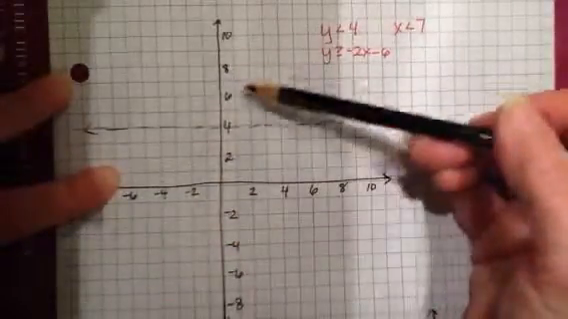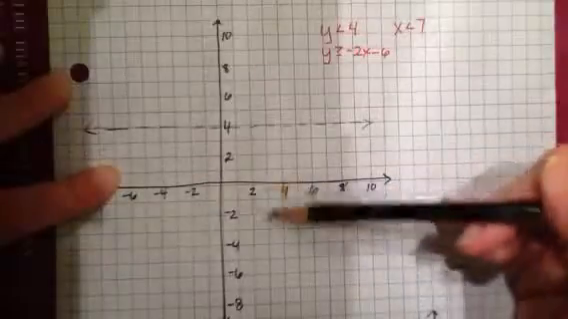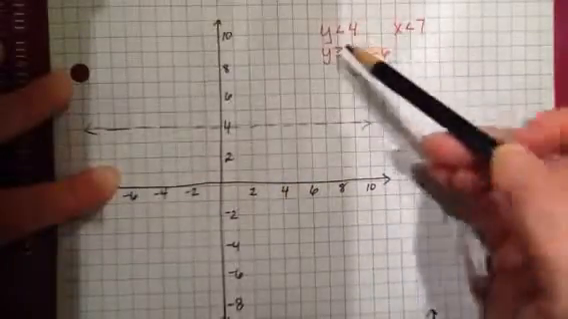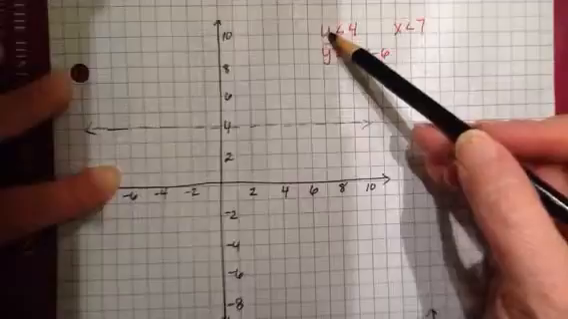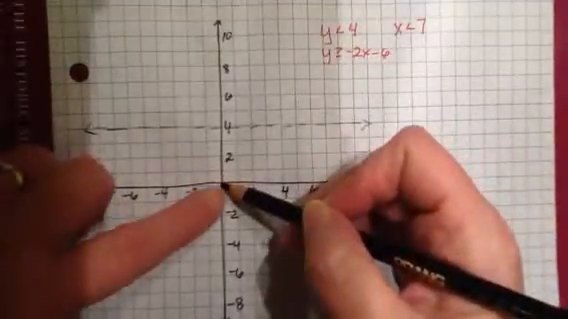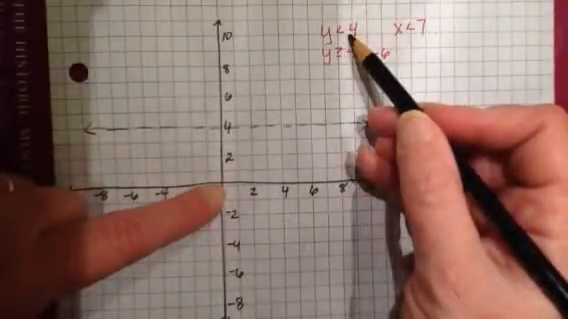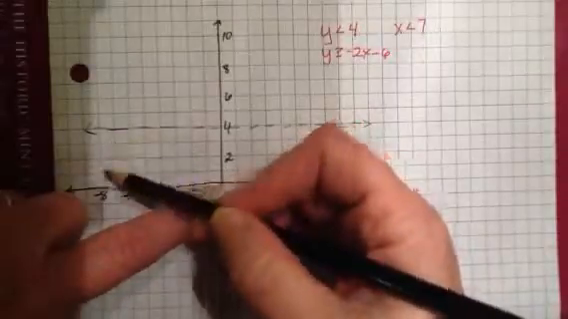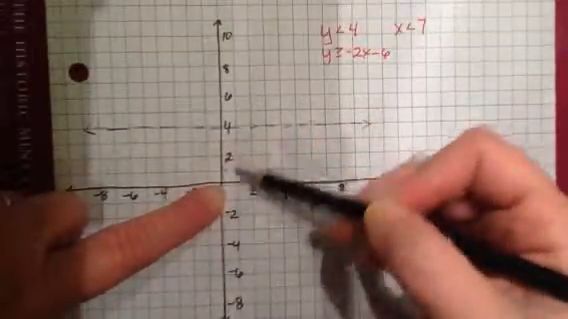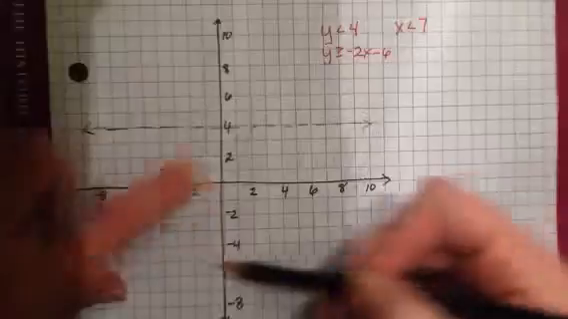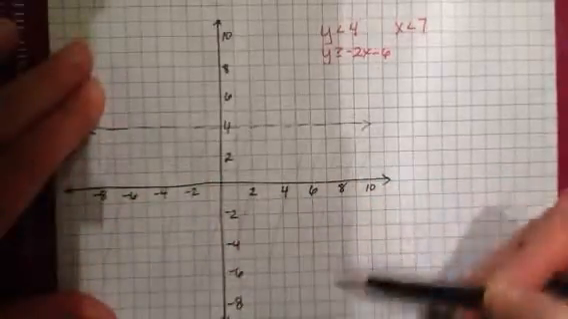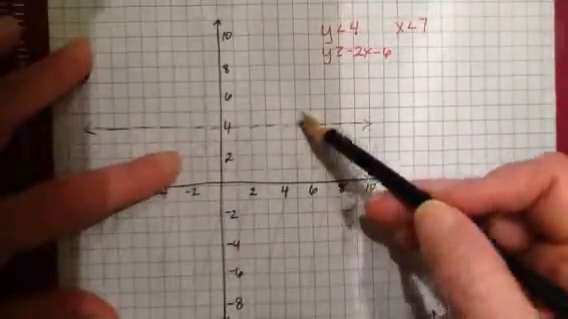So then I have to ask myself, which side of the line do I shade? Do I shade above the line or below the line? The way I do that is I pick a point like 0. And if I put 0 in for y, is 0 less than 4? Yes. So that means I shade the side of the line that contains the solution. So all of this down here is a solution for y is less than 4.